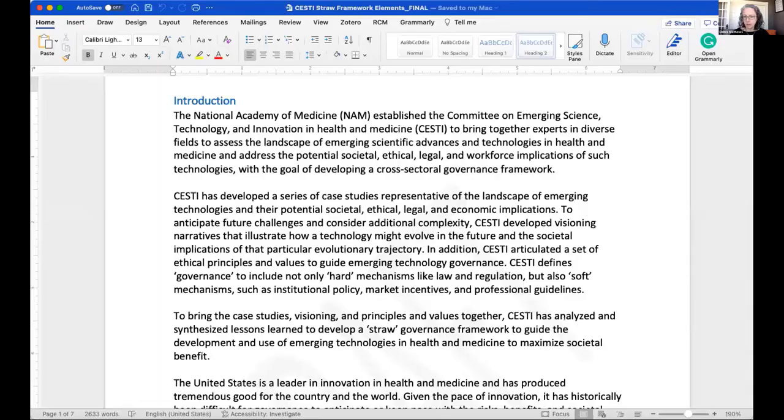So I'm going to share my screen. I'm trusting that everyone can see this. I have zoomed it to a point where I hope that folks can read this all right. But again, I'll be walking through this. So CESTI distilled about 2 years of work into these straw framework elements that I'm about to walk through and that I went through very, very briefly yesterday.